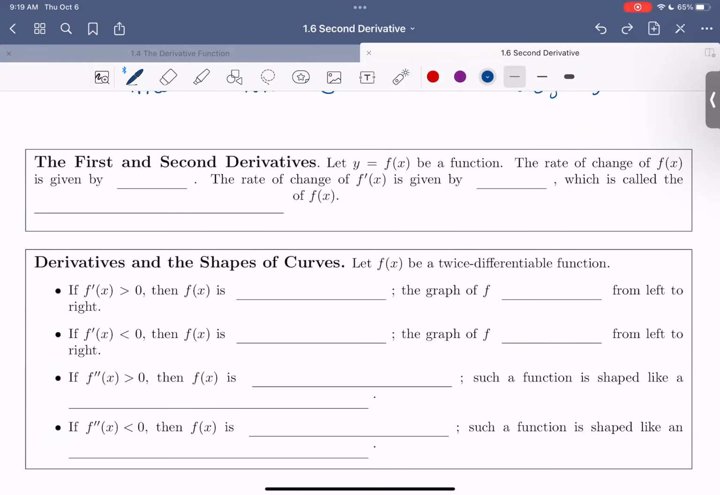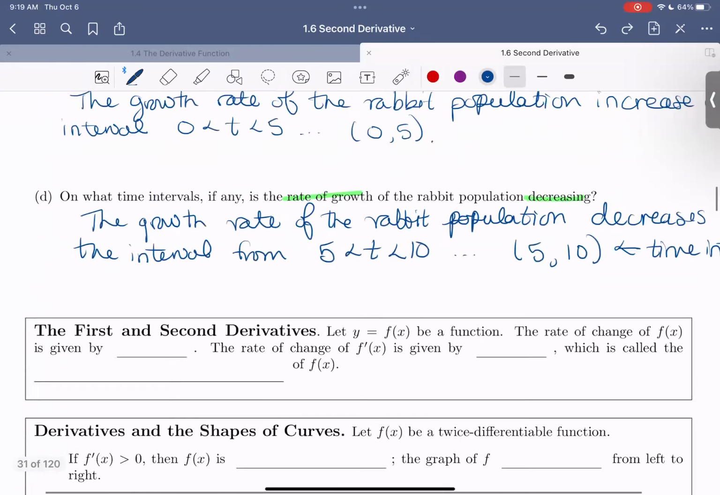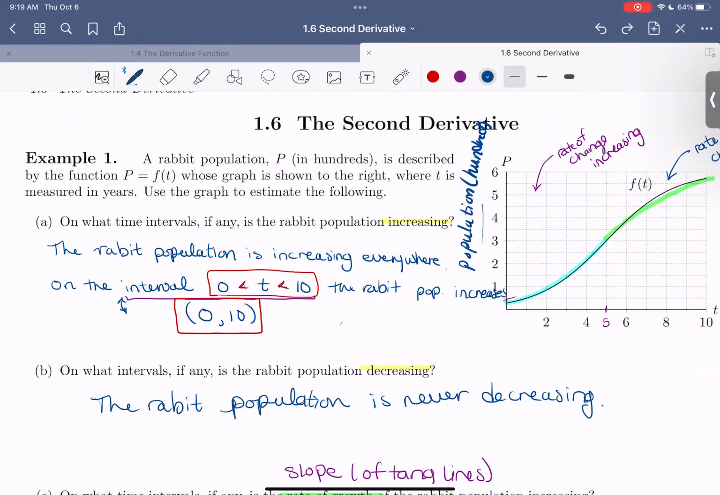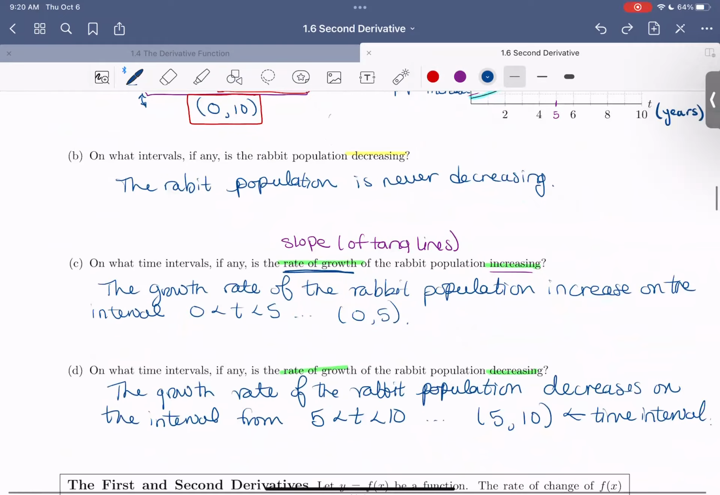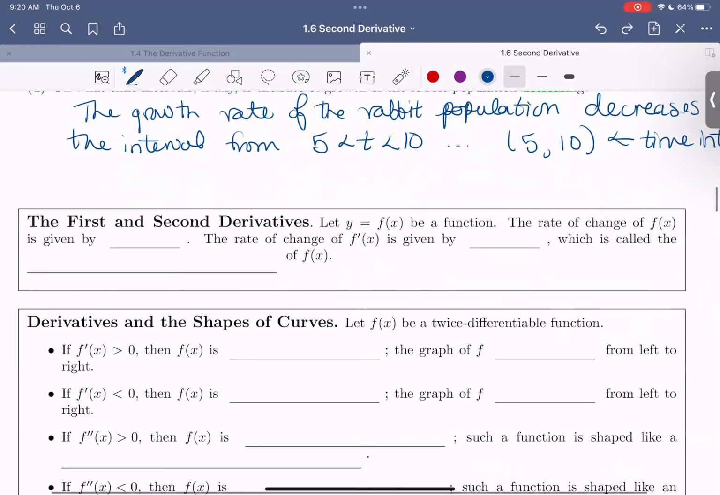In this video, we continue our notes on section 1.6 on the second derivative. So the video we just saw was example 1 from this section, looking at a rabbit population. We asked whether or not that rabbit population increased or decreased, and we also looked at how the rate of change, or the growth rate, changed, whether it increased or decreased, over our time intervals. So now we're going to formalize the idea of a second derivative here in this box, and then look back at our first example to make sense of a second derivative.